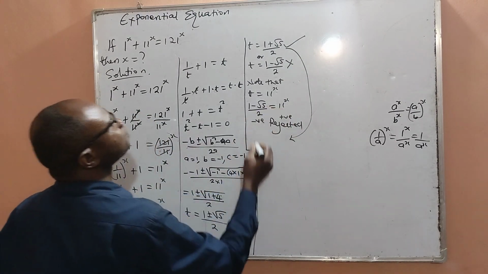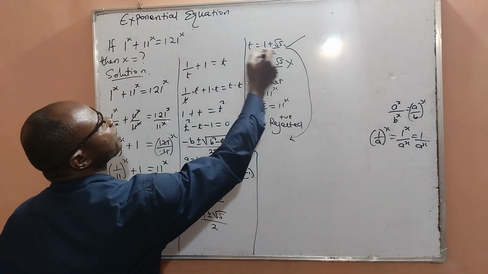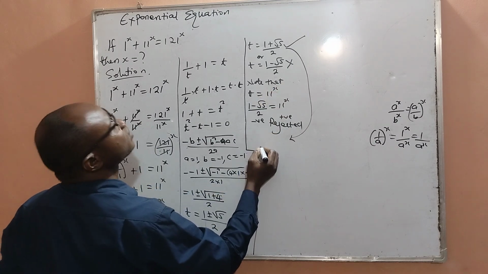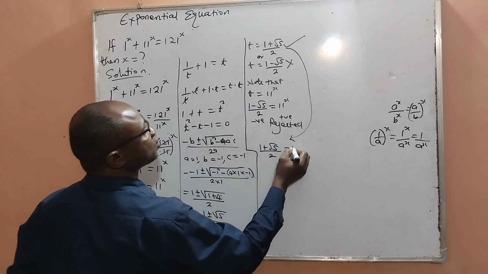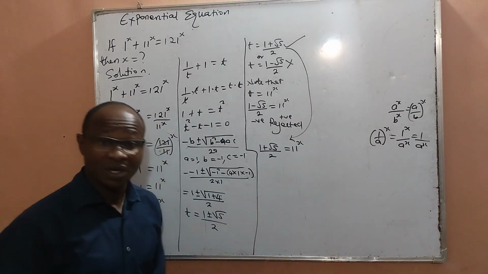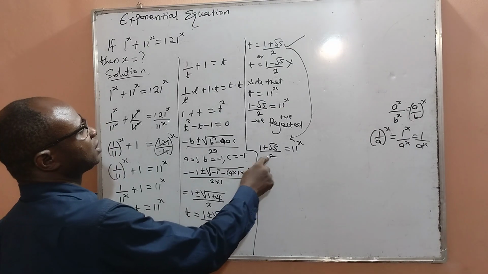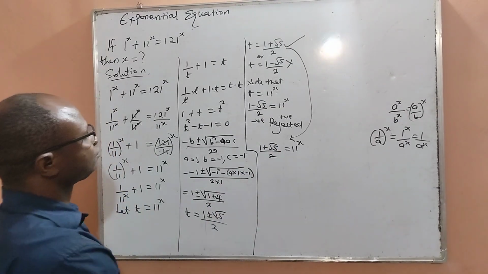What does it mean? t will now be replaced with 1 plus root 5 all over 2. Look at it from here: t equal to 11 to the power of x. So I have 1 plus root 5 all over 2 is equal to 11 to the power of x. Very good. So t must equal a positive value in order to find the value of x that is real.